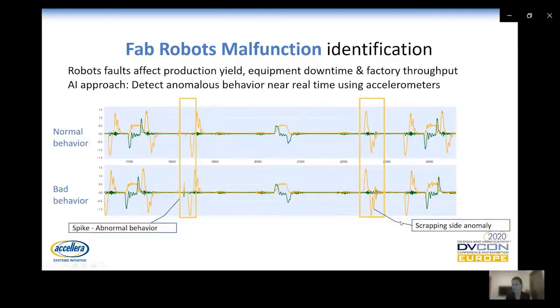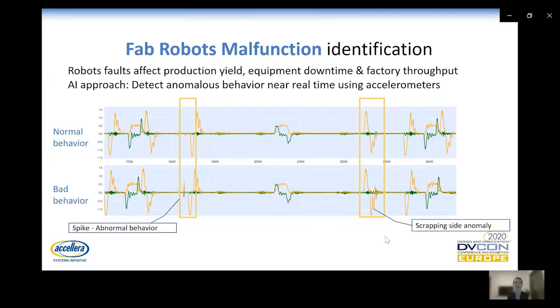The last example for today is going back to our manufacturing area. This is an example of being able to identify that a certain machine or a certain robot in our factory is actually malfunctioning. Here we are using data from some sensors that are placed on those machines, and those sensors are accelerometers.